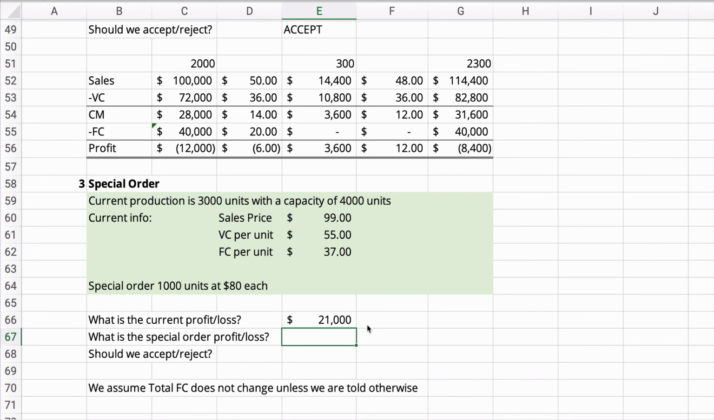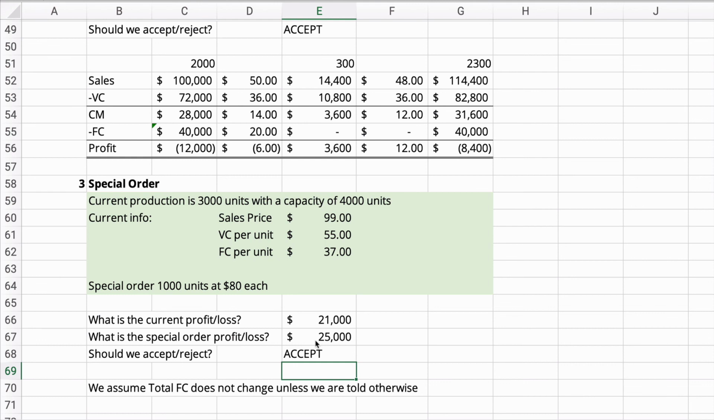What's the special order profit or loss? Well, this one would be $44 each. We're going to sell for 80 minus 55. We're going to make $25 each, and we'll take that $25 times 1,000. So we're going to make $25,000 extra dollars. So yes, we're going to accept this special order.